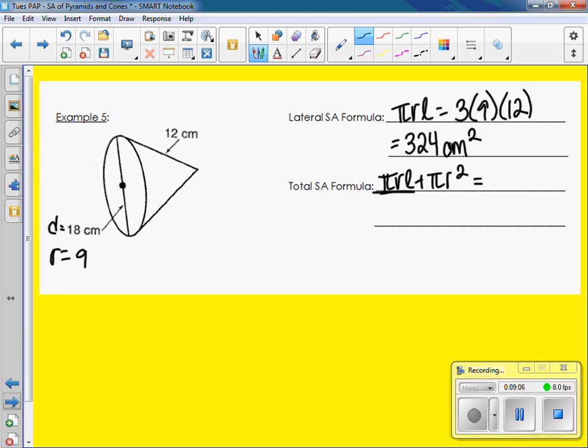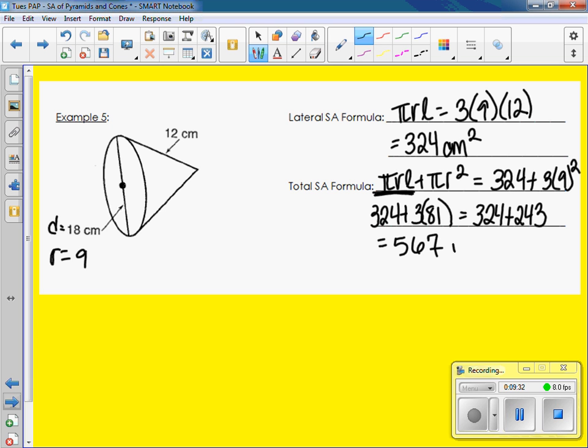I just wrote my total surface area formula, and pi r L, I've already found that. That's 324, plus 3 times my radius. Okay, 324 plus 3 times 9 times 9 is 81. So 3 times 81 is 243. And then I'm going to add those two values together to get my total 567 centimeters squared.